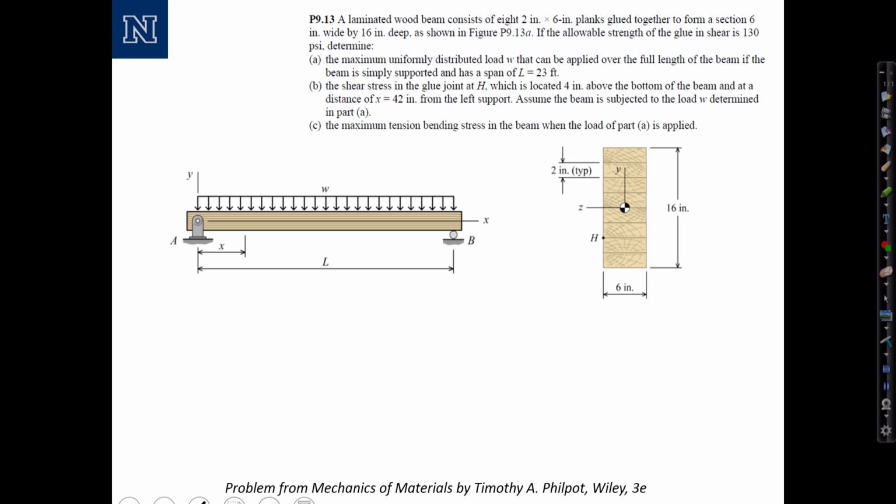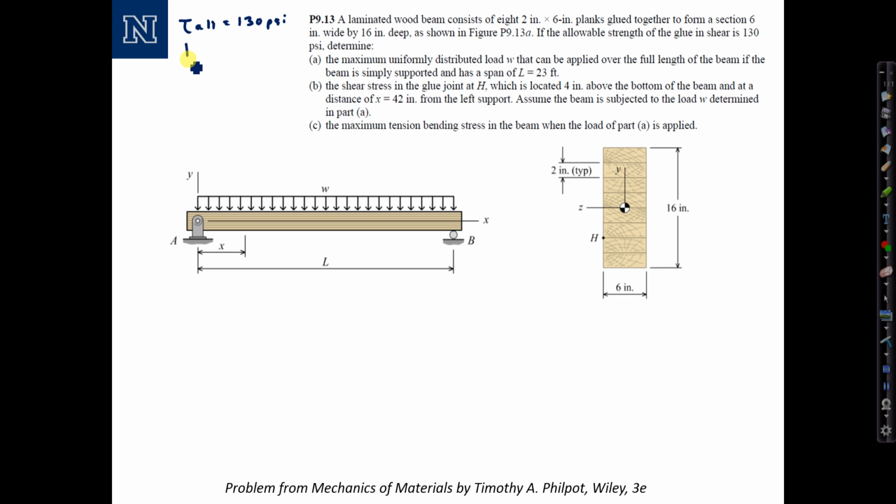We have a simply supported beam with a uniform load, and the beam cross-section is composed by gluing several wood planks together. This is called a laminated wood beam, and the dimensions are as shown. Some of this is explained in the problem statement. The main thing I want to observe from the problem statement here, the allowable shear strength of the glue is 130 psi. So we'll go ahead and denote that as a given. Tau allowable equals 130 psi.